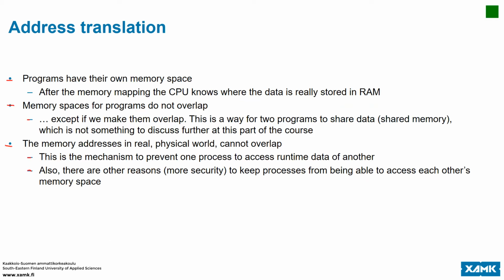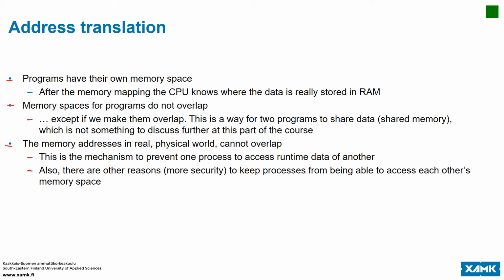The bottom line with address translation is that programs indeed have their own memory space in which no other processes are allowed in. Memory spaces do not overlap except if we make them overlap. There is sometimes a need for two programs to share data, which is not something to discuss further at this part, but just so you know, most often programs do need to communicate with each other, and shared memory is one of those ways in which they can communicate.